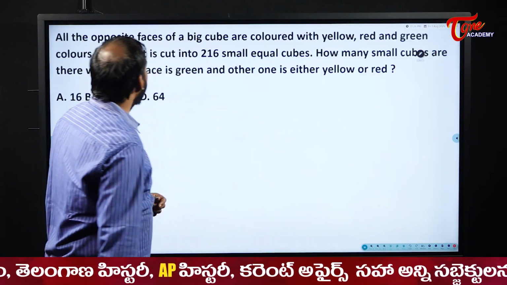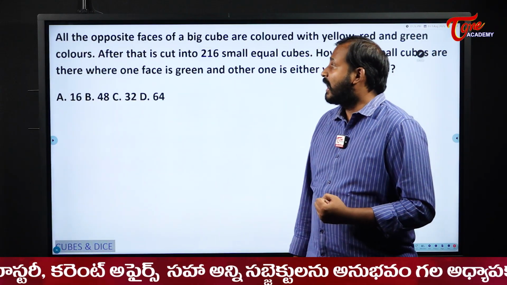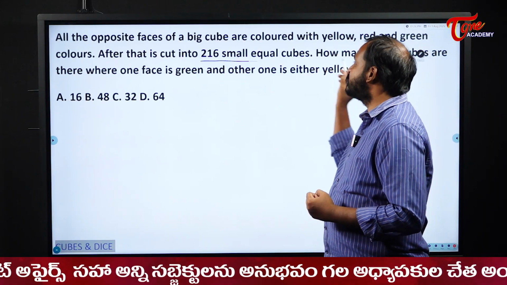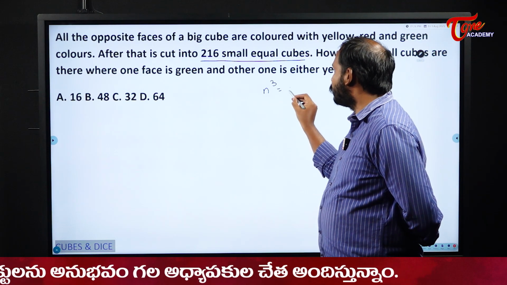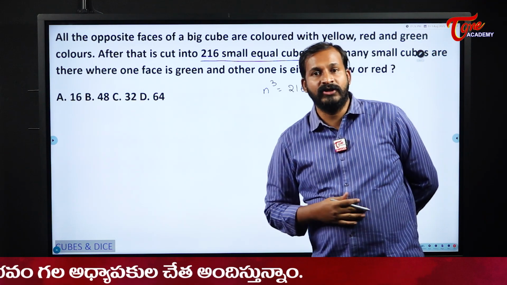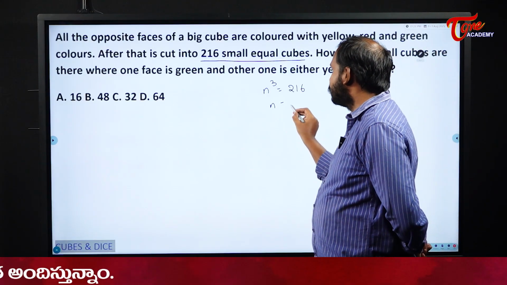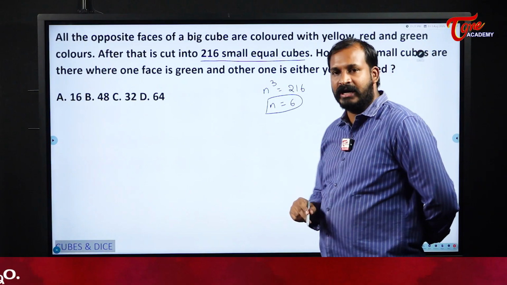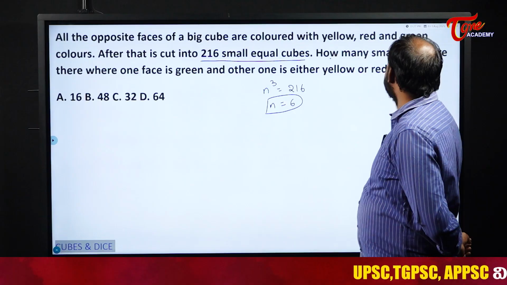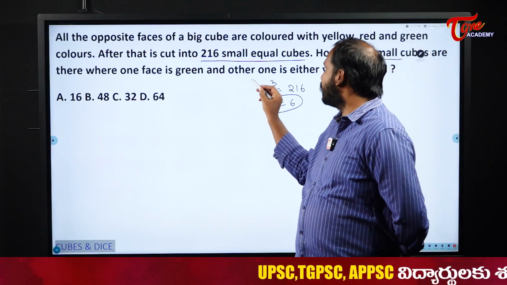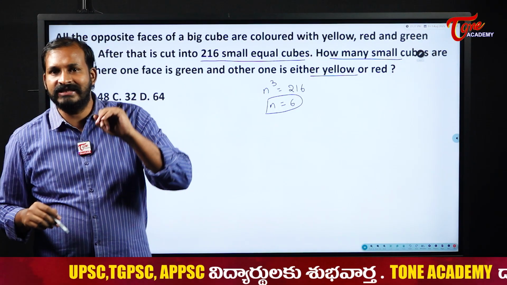Now see here, all the opposite faces of a big cube are colored with yellow, red and green. After that it is cut into 216 small equal cubes. See here students, what he means here is n cube is equal to 216. Now what happens to my n? N is 6. That means on each side I have cut it into 6. Now see here, how many small cubes are there where one face is green and the other one is either yellow or red?